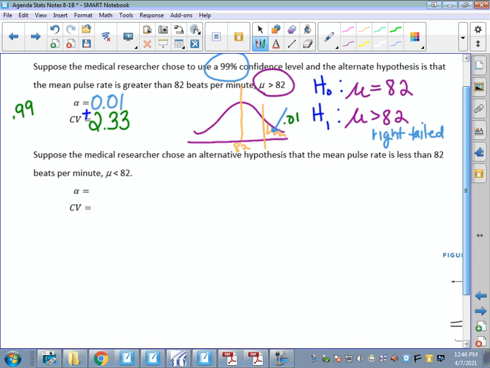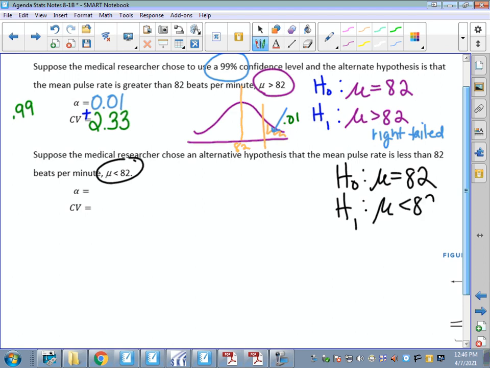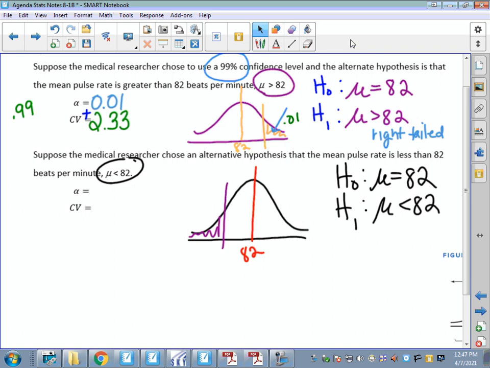So suppose that same medical researcher chose an alternative hypothesis that the mean pulse rate is less than 82 beats per minute. So my H sub 0 is still mu is equal to 82. My H sub 1, they're saying now they want to change it. It's less than 82 beats per minute. So if I draw myself, mu is equal to 82, but now this researcher is testing the hypothesis that mu is less than 82. That's going to be to the left. So that means I've got myself a left-tailed test, right? I'm looking to see, is that legitimate?